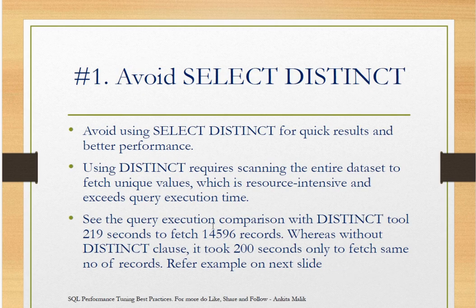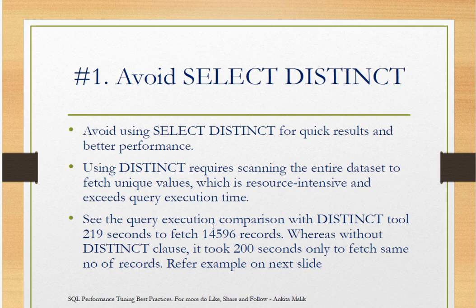Number one, avoid SELECT DISTINCT. Why am I saying this? Because if you use the DISTINCT clause, it will give you all the unique values without any problem, but at the same time it takes more time and scans the entire data set to fetch those unique values, which is resource intensive and increases query execution time.